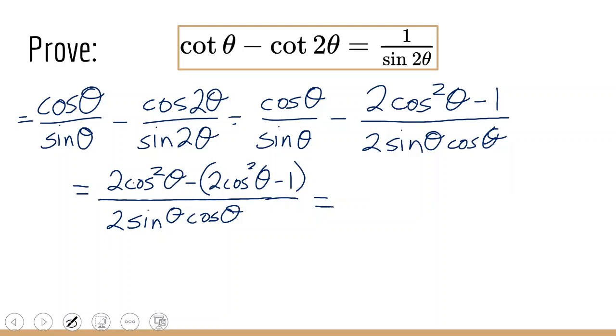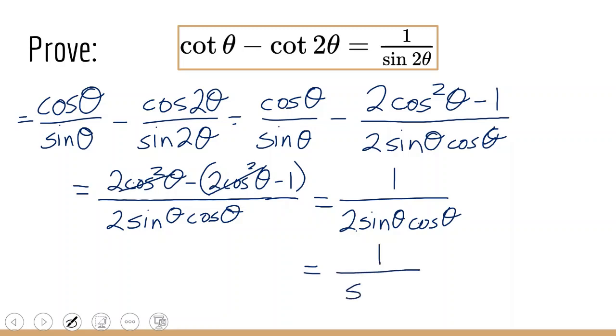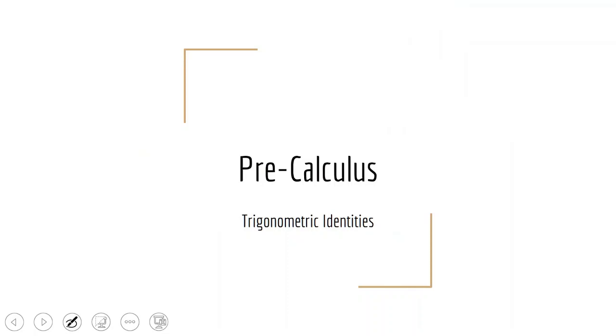After we simplify these terms, those 2 cosine squared thetas will eliminate each other. So then I would just get 1 over 2 sine theta cosine theta, which, according to my formula, we know is just sine 2 theta. And again, I have now proven that the left-hand side is equal to the right-hand side. And so that is some exploration with trig identities.